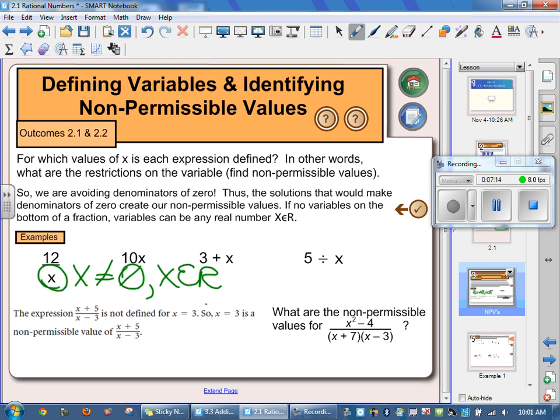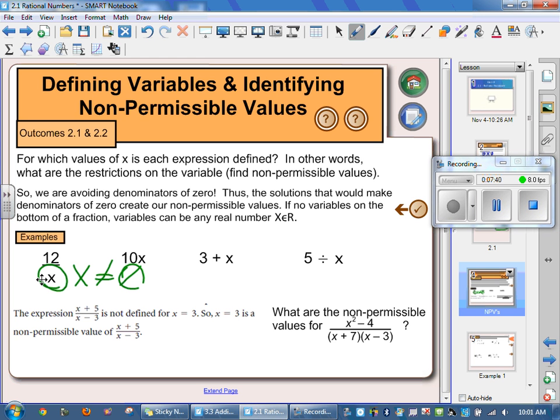So we need to have our non-permissible values. What can x not be ever, ever? Specifically, we always just put our non-permissibles, okay? With non-permissibles, you typically don't have the x element of the reals on the end because you just don't want it to be 0. So how do we do that? We make the bottom equal to 0 and then solve it. What our answer is there is what will make the bottom a 0.